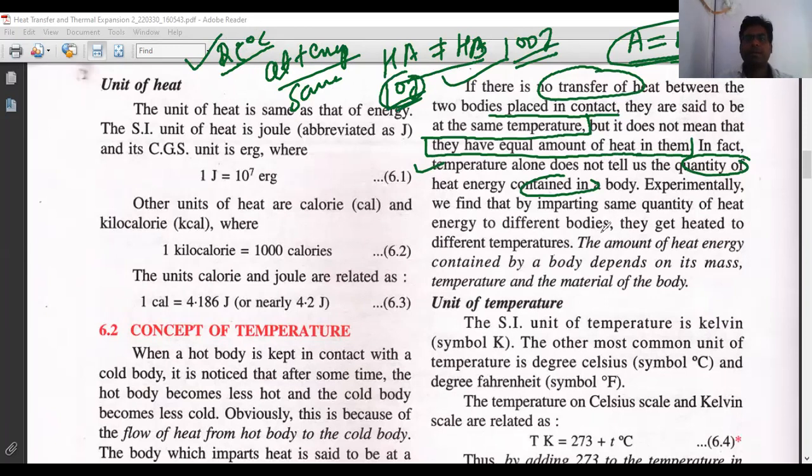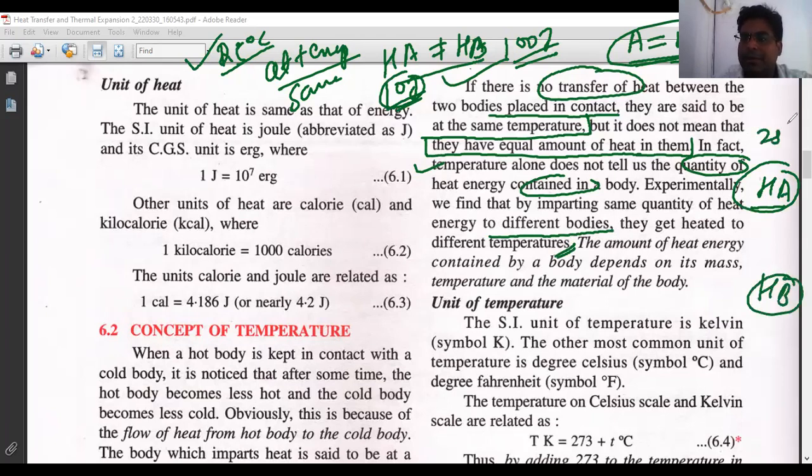And experimentally, we can find that imparting the same quantity of heat energy to different bodies, they get heated to different temperatures, right? Suppose this is body A having different heat. This is body B having different heat. They are kept at 25 degrees Celsius. This one is at 100 degrees Celsius. So they are not equal to each other at the same time.